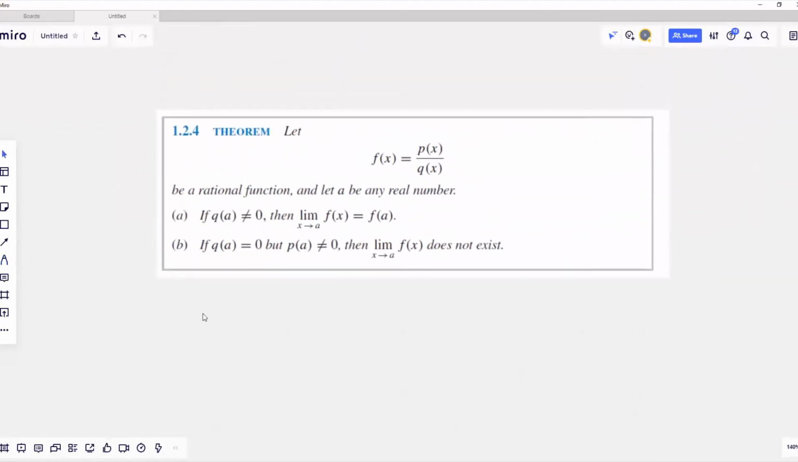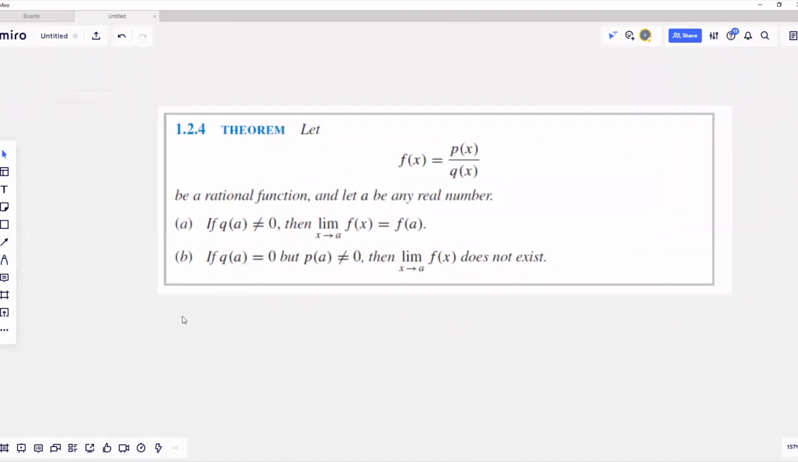So that will sum up our properties for limits. In the next video now, we are going to use this to solve some problems.